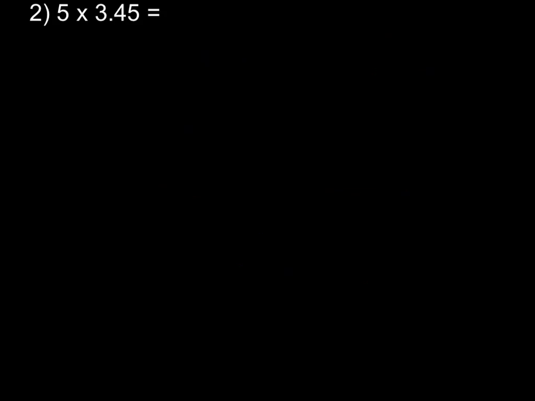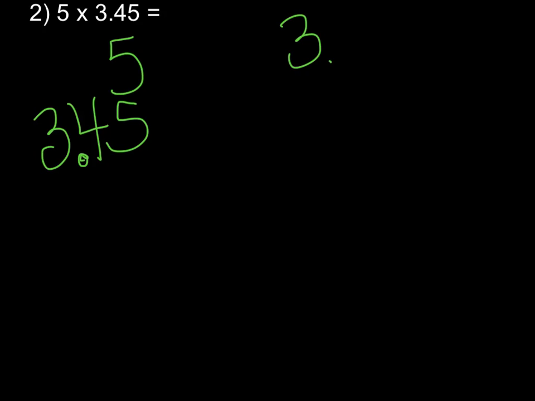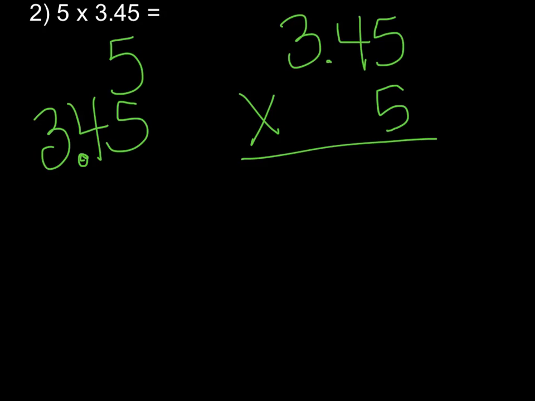Alright, number 2 is 5 times 3 and 45 hundredths. Now remember, when we're multiplying, it doesn't matter what order you put things in. So you can do it this way, or if you prefer, you can put the 3 and 45 hundredths on top. I actually prefer it this way. Okay, so I'm just going to multiply this as if it was 345 times 5, and then we'll worry about the decimal. So go ahead and multiply.